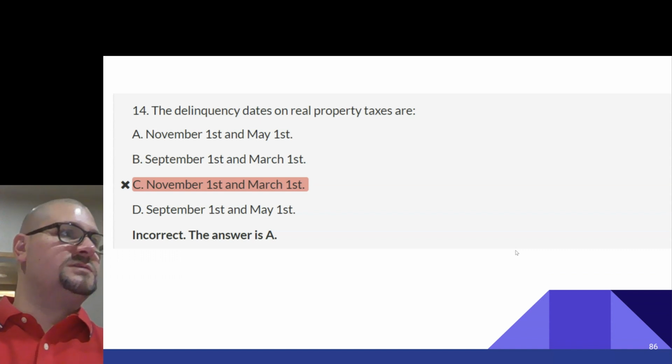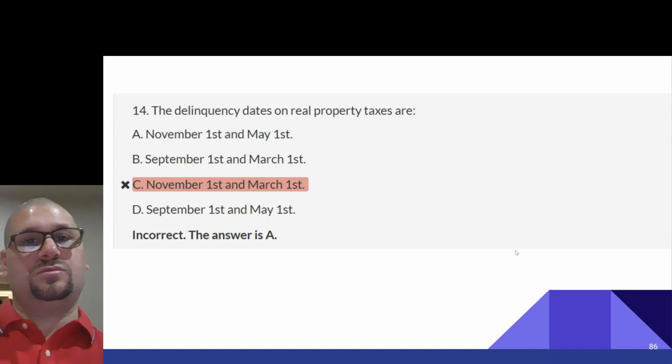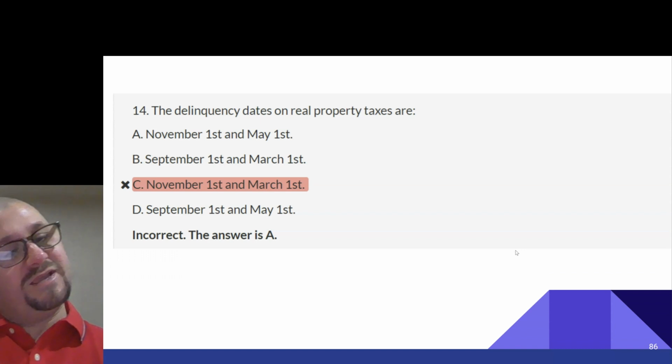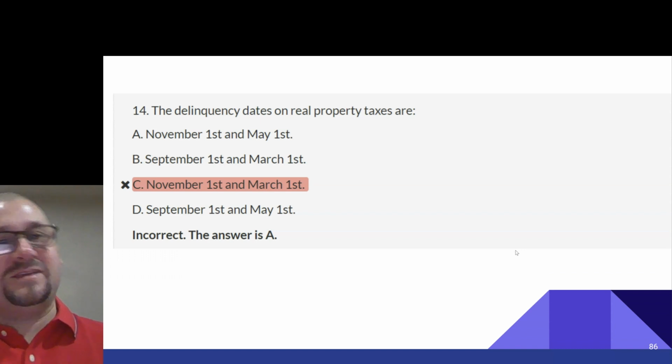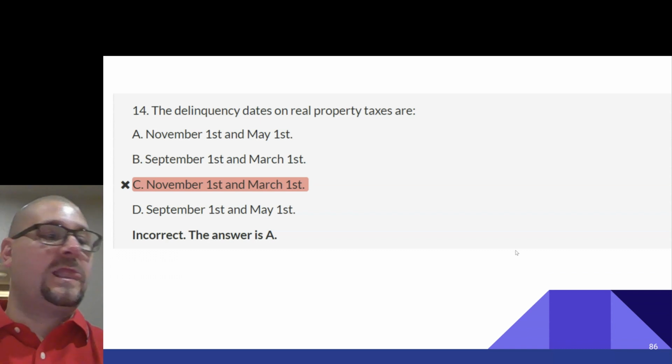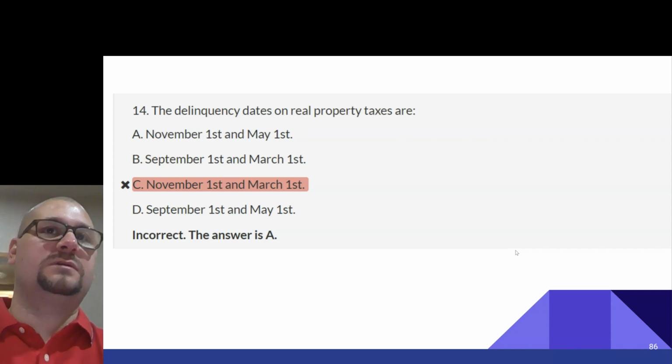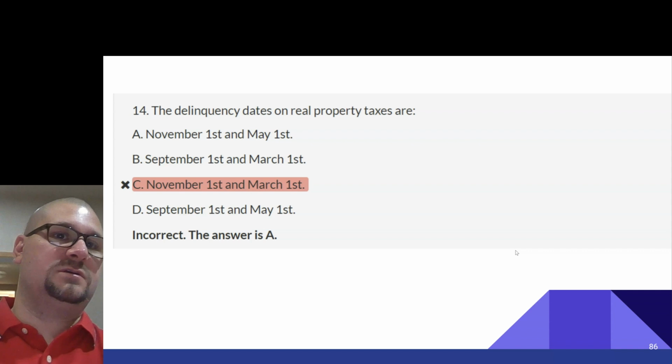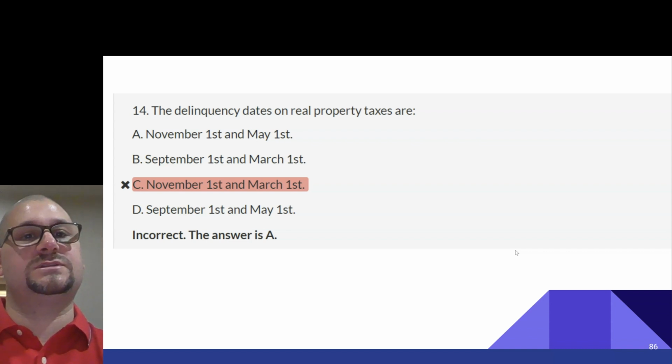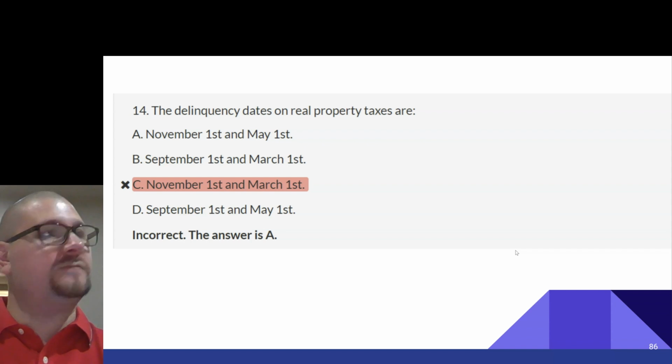So you can remember this, right? School ends in May, right? So real property taxes, they're due when school ends in May, May 1st. And delinquency, when it becomes late, November, right? So think about after Halloween. After October is November. So on November 1st, what happens? That's the delinquency date on real property taxes. That's when it becomes late, delinquent. So November, after Halloween, and then at the end of school.